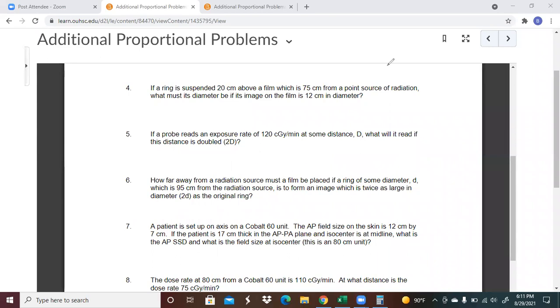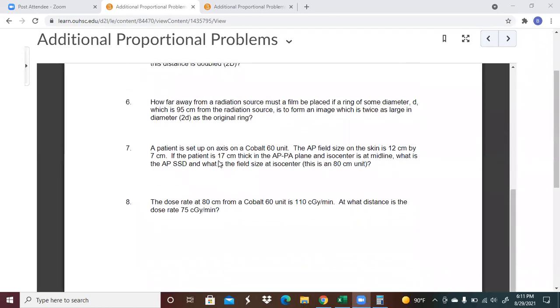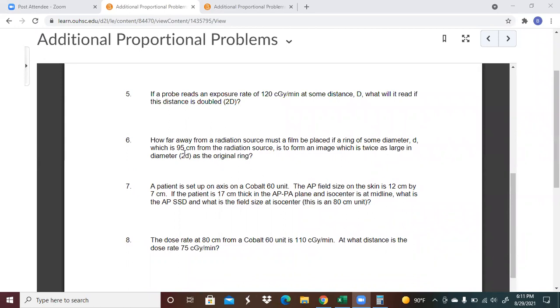All right, so now let's go down. Let's take a look here. Number 6. How far away from the radiation source must a film be placed if a ring of some diameter d, which is 95 cm away from the radiation source, is to form an image which is twice as large in diameter as the original ring? All right, so again, we're back here working with similar triangles because we're dealing with distances.